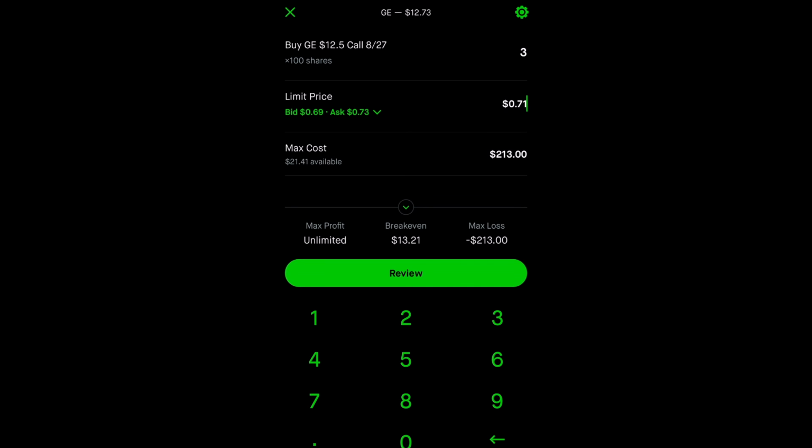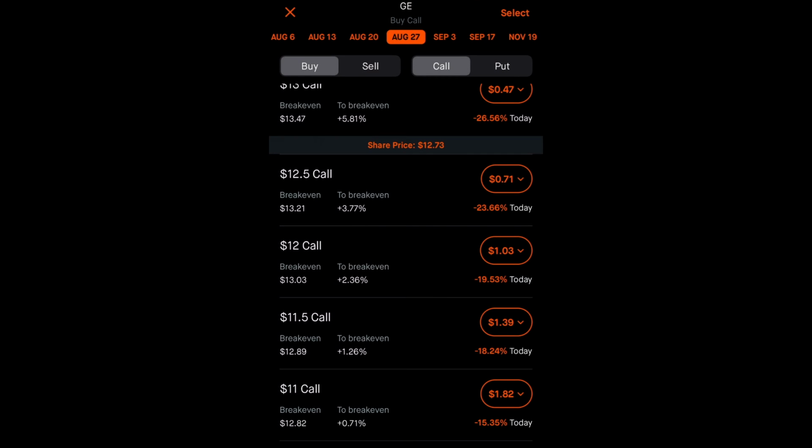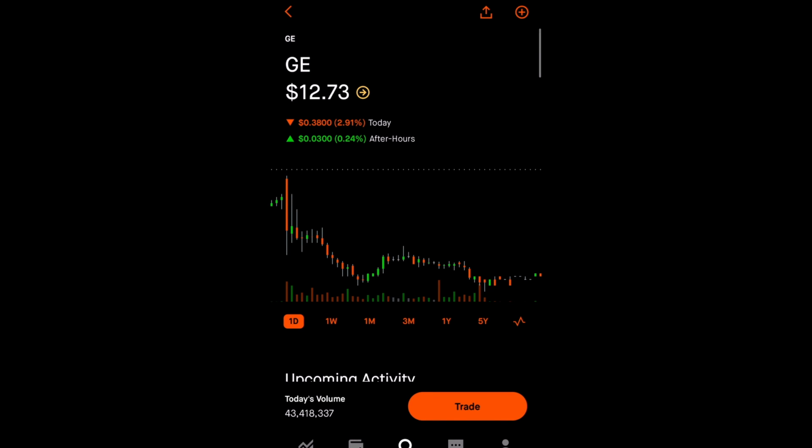So anyway, that is how you place an order to purchase call options. That's how you purchase shares and sell shares. I am currently in a trade right now, but when I get ready to sell, I will come back on here and record so you guys can see what it looks like to sell your contracts on the app, because that was something that I had difficulties doing.